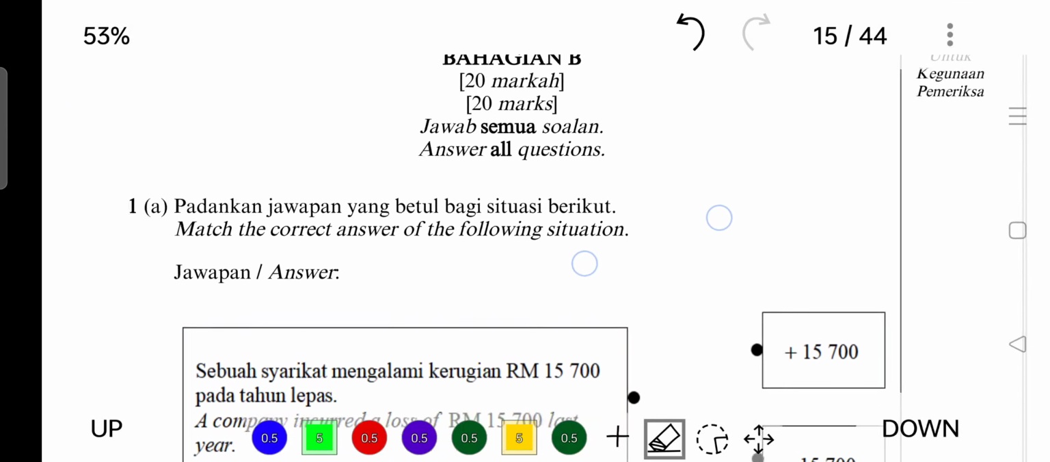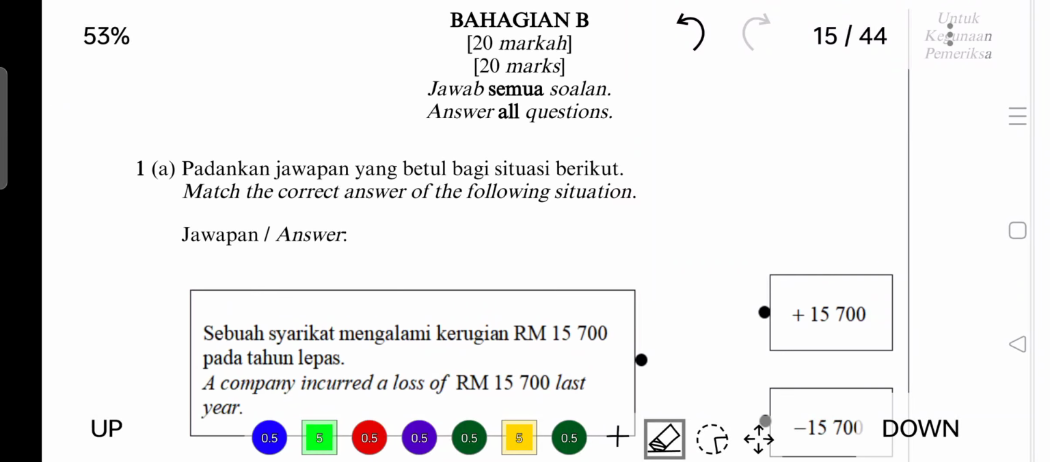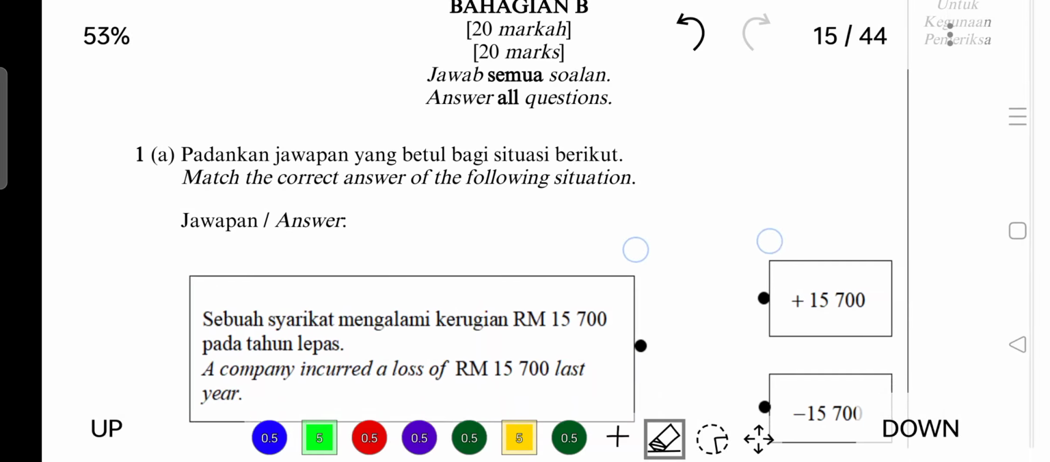Okay, hello everyone. This is part B. This is the part that you must begin your paper with. It will be best for you to begin with part B because part B consists of 20 marks and mostly all of the questions are easy and you can do them. So begin with part B and make sure you can finish all of them.